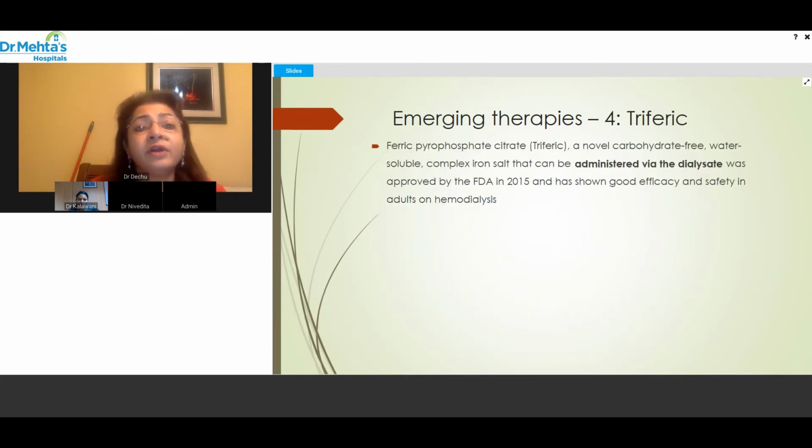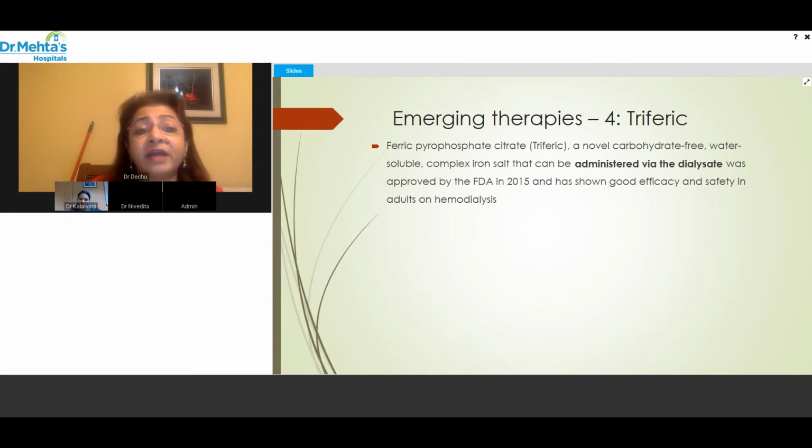The other therapy is a drug called Ferric, which is a ferric pyrophosphate citrate. So that's why it's called Ferric. And it's administered via the dialysate. So this is a drug that's used in hemodialysis patients. It can be administered via the dialysate, and you don't need to give it IV, you don't need to take it orally. And it's been shown to be extremely efficacious and safe in adults on hemodialysis.